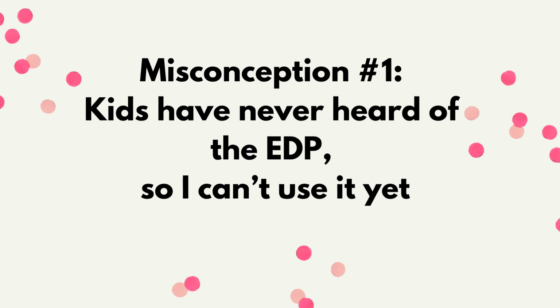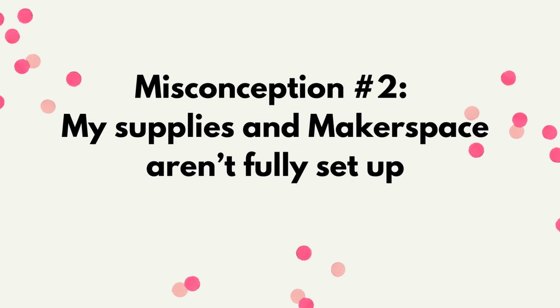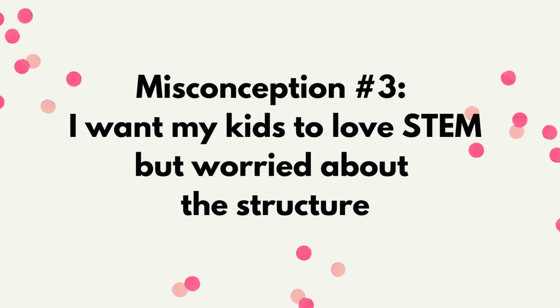As a recap in this episode, here are the 3 misconceptions that we broke down when it comes to implementing the engineering design process at the beginning of the school year or whenever you're getting started with this. Misconception number 1: your kids have never heard of the engineering design process, so you can't use it yet. Misconception number 2: my supplies and makerspace aren't fully set up, so I can't really do the engineering design process yet. And misconception number 3: I want my kids to love STEM, but I'm worried about the structure.